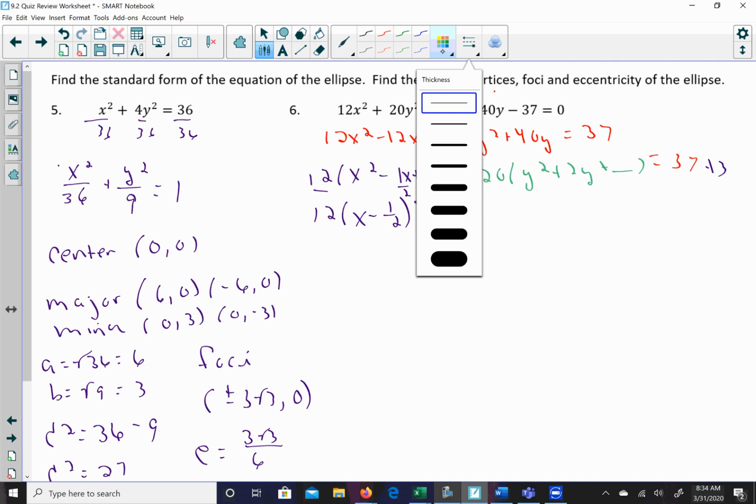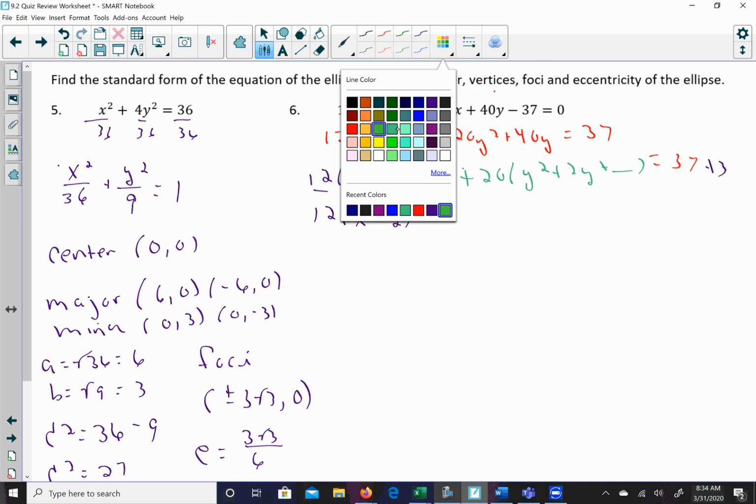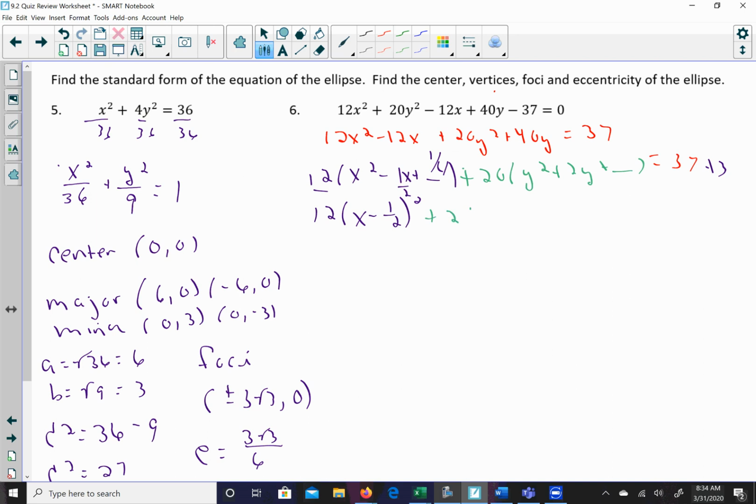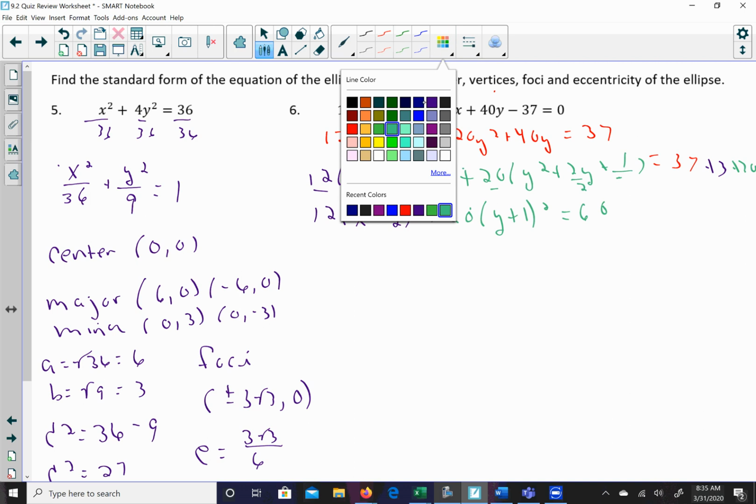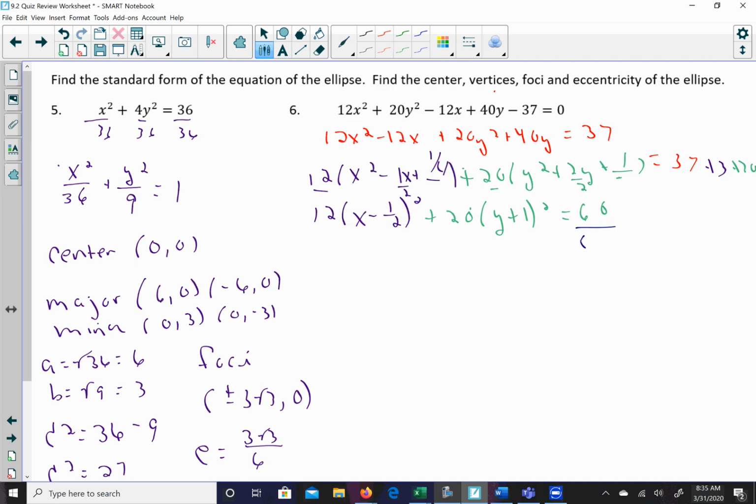Now doing the y's, I'm going to have plus 20 times y plus, and then half of 2 will be 1. 1 squared will be 1. 20 times 1 is 20, so I'm going to add 20 here. So when I add 37, 3, and 20, I get 60. To finish this off, I have to set this equal to 1, so I am going to divide everything by 60.